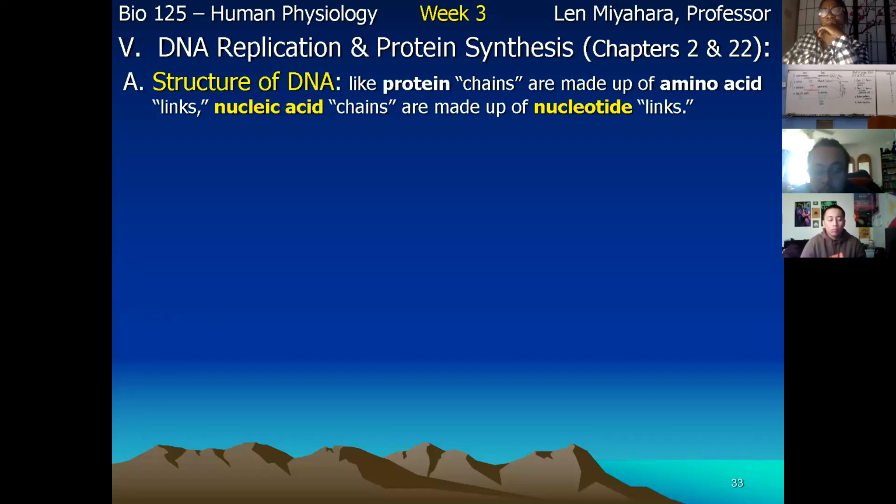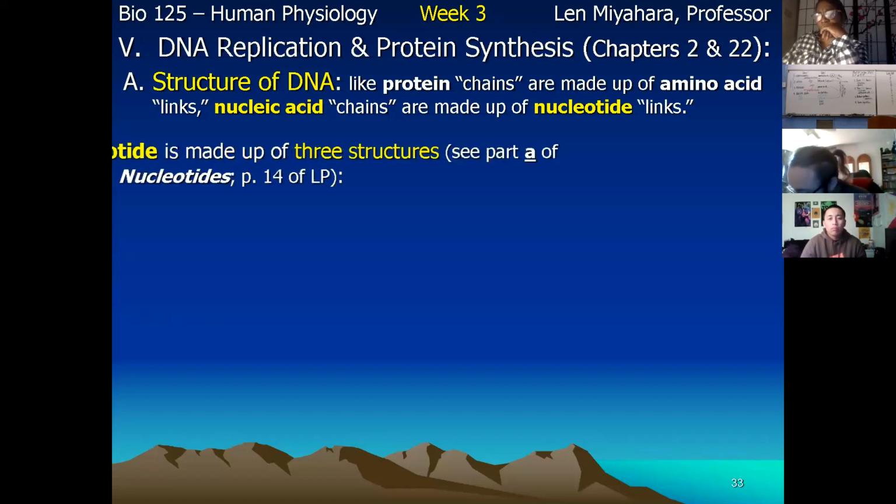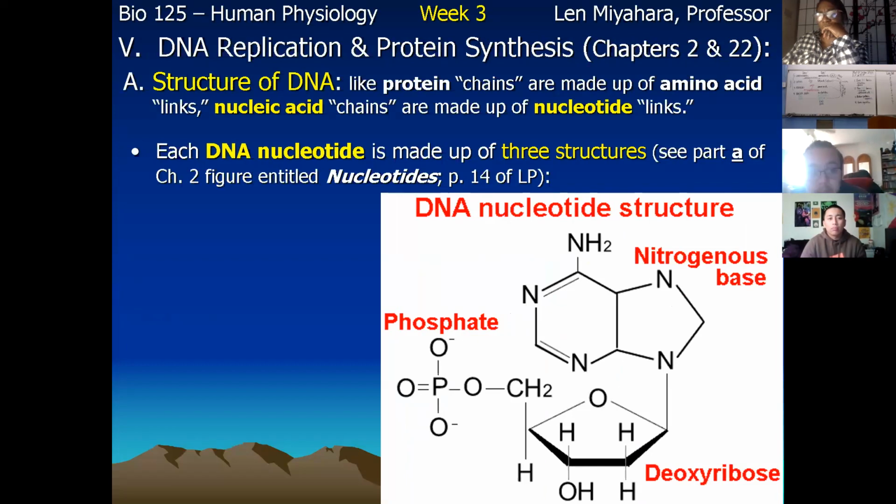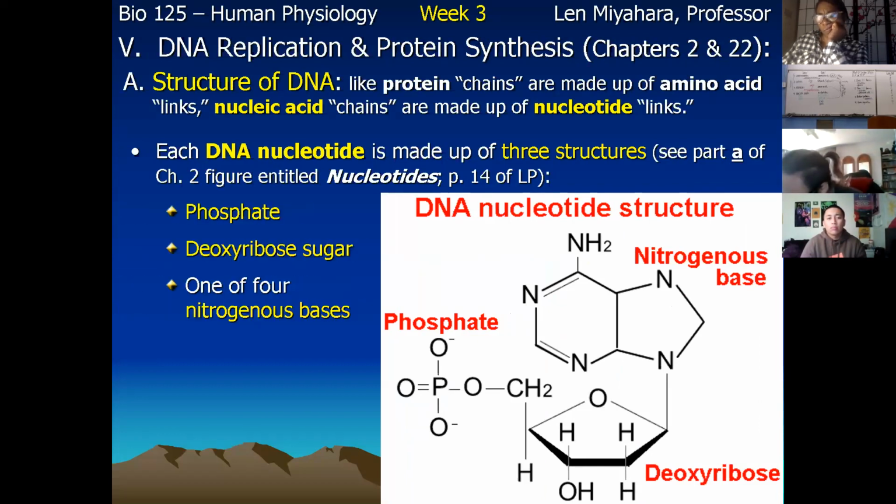All right, so let's talk about DNA, some DNA basics. Remember, nucleic acids are chains made up of nucleotide links, and to qualify as a nucleotide link, it must have 3 things. It must have a nitrogen-containing base, a sugar. In the case of DNA, it's deoxyribose. It has 1 less oxygen than ribose. So it doesn't have that exact formula of H2O for every carbon. And then 1 of 4 nitrogen-containing bases.